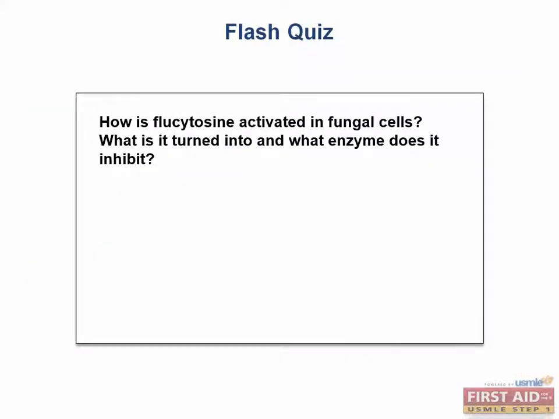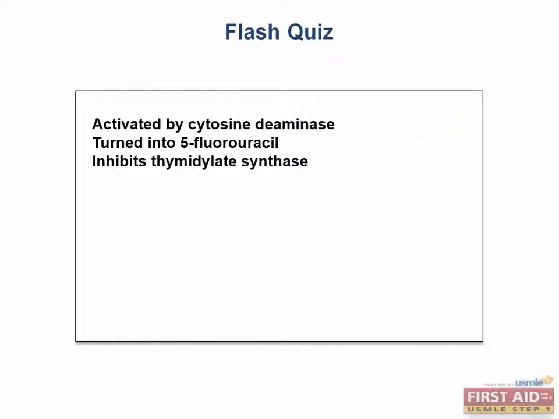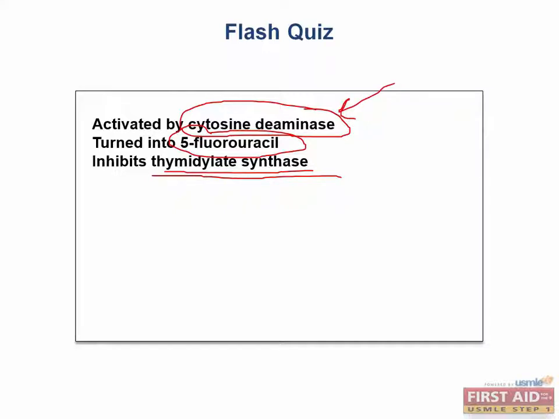Now time for a flash quiz. How is flucytosine activated in fungal cells? What is it turned into, and what enzyme does it inhibit? Flucytosine is activated by a cytosine deaminase that is unique to fungal cells. It is turned into 5-fluorouracil, which inhibits thymidylate synthase. Remember, flucytosine does not work in a human cell because the human cells do not have cytosine deaminase.